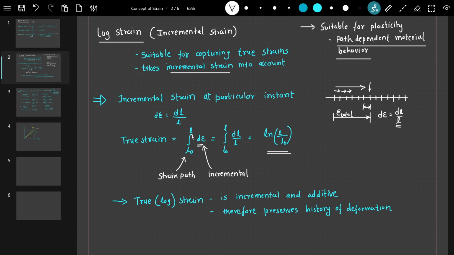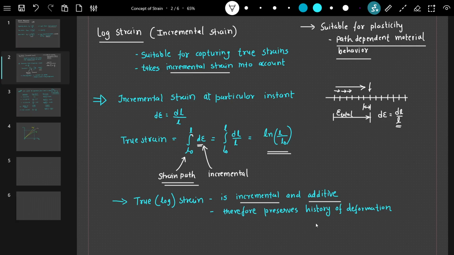Now you can see in this formula, this integration is over the strain path, and this one is incremental. That's how we say the logarithmic strain is suitable for capturing path-dependent strain, or a strain path, and it adds incremental strain to find the total true strain. So we said true strain is incremental and additive, and therefore it preserves the history of deformation and it is suitable for plasticity problems.